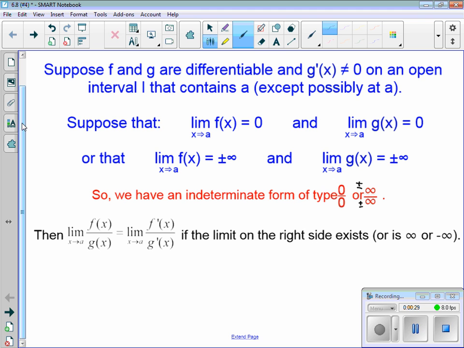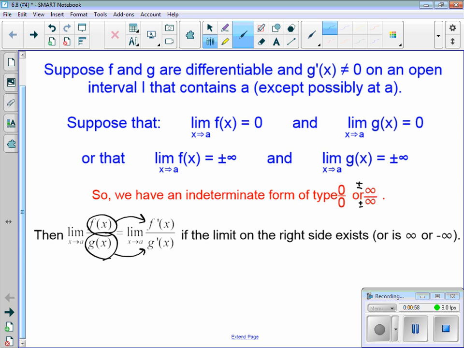So if we have this limit, and we do a direct substitution, so you plug a into here and you plug a into there, and let's say you get 0 on the top and you get 0 on the bottom, then you can apply L'Hôpital's. Or if you get infinity on the top and infinity on the bottom, then you can apply L'Hôpital's. So all you do to apply L'Hôpital's is you take the top derivative and rewrite it on the top, and then you go to the bottom, take the derivative, and rewrite it on the bottom.